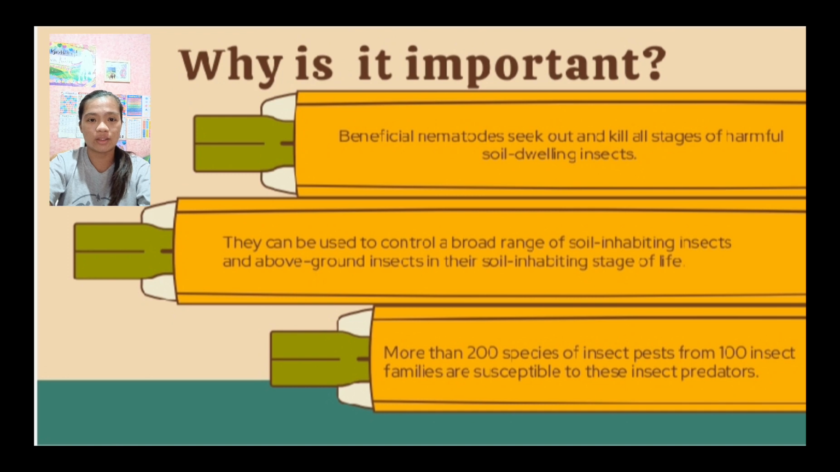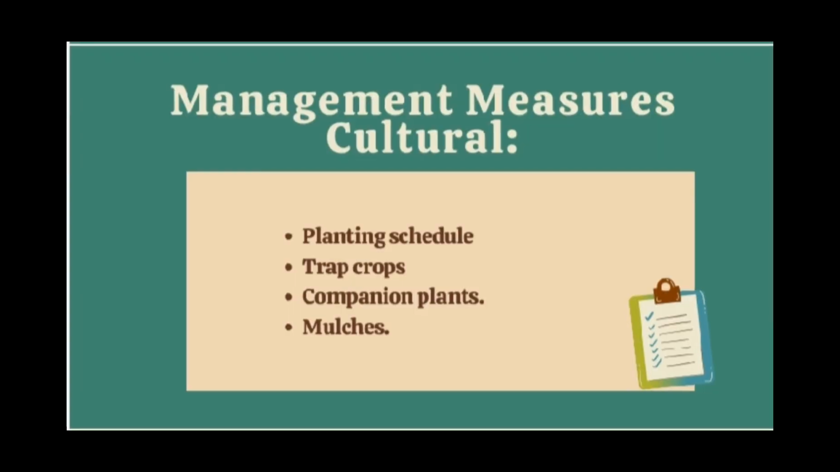Why is it important? Beneficial nematodes seek out and kill all stages of harmful soil-dwelling insects. They can be used to control a broad range of soil-inhabiting insects and above-ground insects in their soil-inhabiting stage of life. More than 200 species of insect pests from 100 insect families are susceptible to these insect predators.